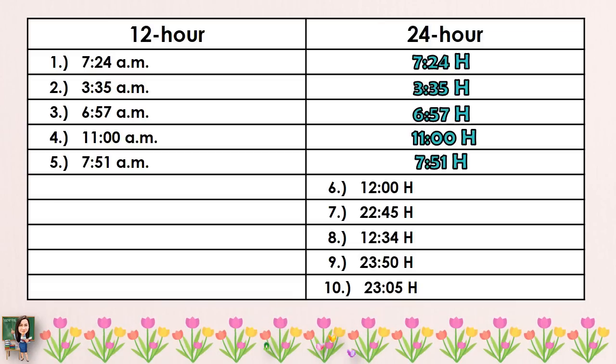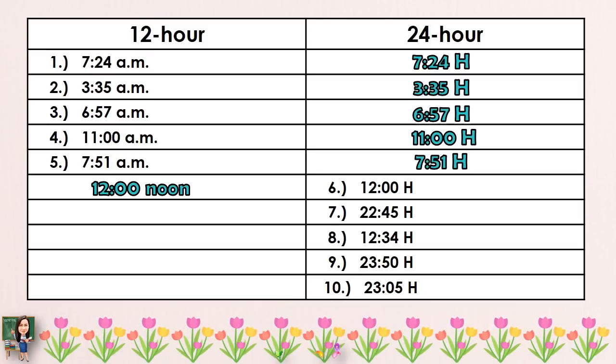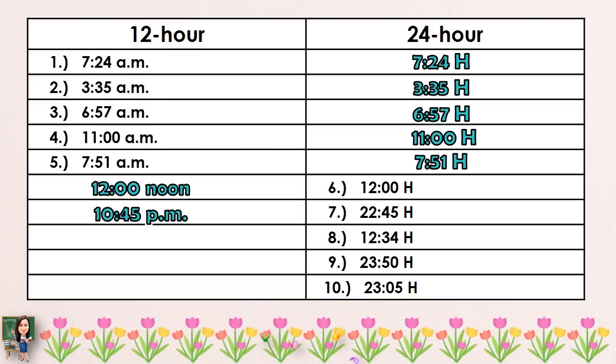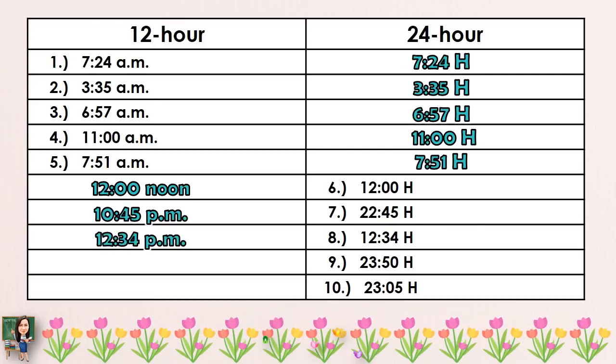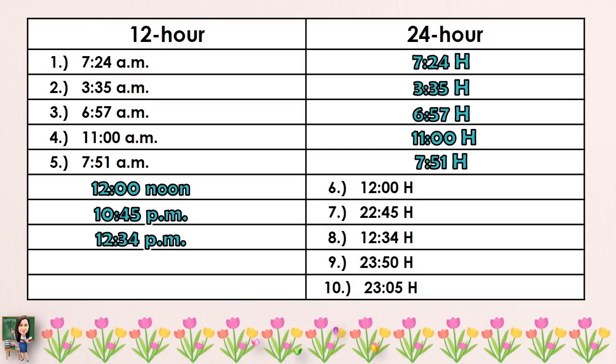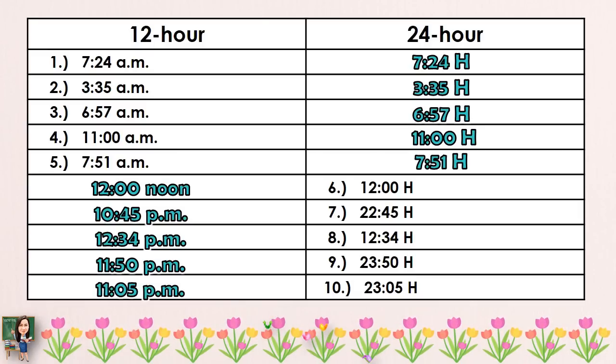In 12-hour, it is 12 o'clock noon. Number 7, 2245 hours. In 12-hour, it is 10:45 p.m. Number 8, 1234 hours. In 12-hour, it is 12:34 p.m. Number 9, 2350 hours. In 12-hour, it is 11:50 p.m. And number 10, 2305 hours. In 12-hour, it is 11:05 p.m.